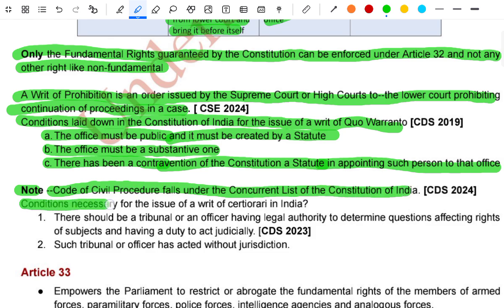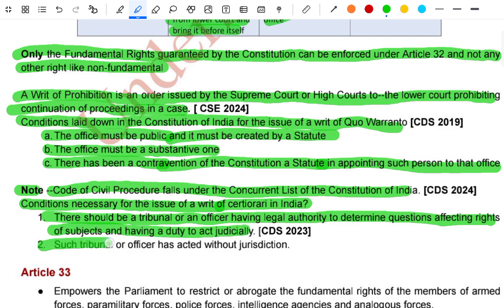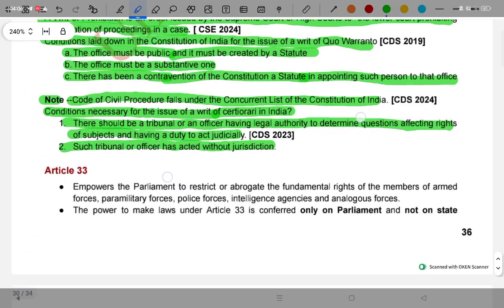A condition necessary for the issue of the writ of certiorari in India: first, there should be a tribunal or office having the legal authority to determine questions affecting the rights of the subject, and having a duty to act judicially. Second, such tribunal or office has acted without jurisdiction.